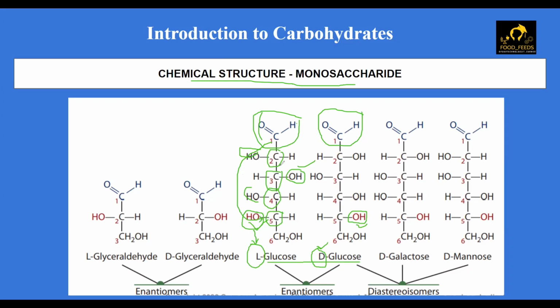We cannot consider C2 or C3 for naming this way, but we have to consider the carbon atom which is far away from the functional group. So here also it is C5. It's on the right side, so it is termed D-glucose.